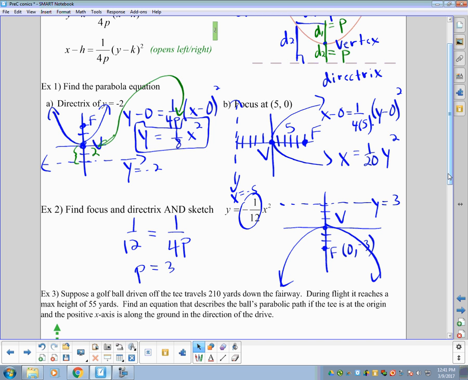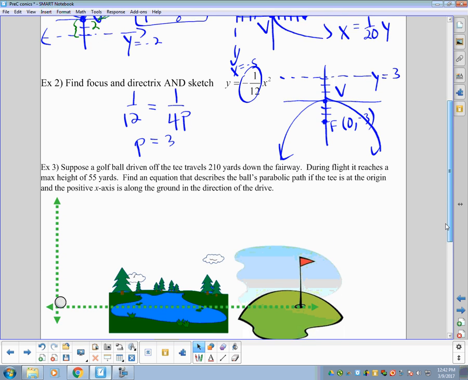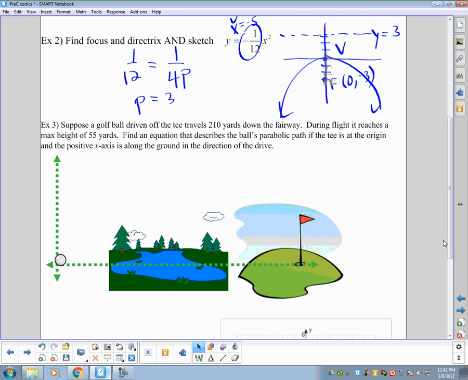Older cars have behind the bowl a parabolic shape piece of metal. All right. Hey. Flight of a golf ball, flight of a rocket. We did rockets at the beginning of the year. All kinds of parabolic models here. Punting a football, hitting a baseball over the fence.